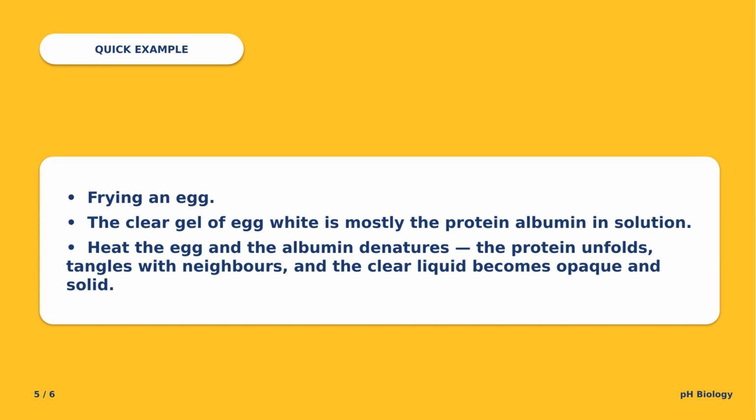Quick example, frying an egg. The clear gel of egg white is mostly the protein albumin in solution. Heat the egg and the albumin denatures. The protein unfolds, tangles with neighbors, and the clear liquid becomes opaque and solid. Same molecular process as denaturing a digestive enzyme.